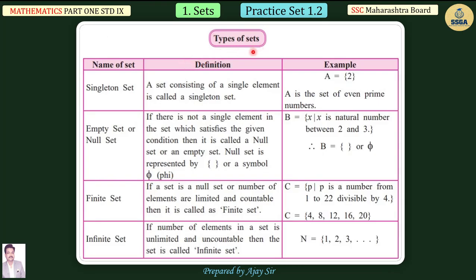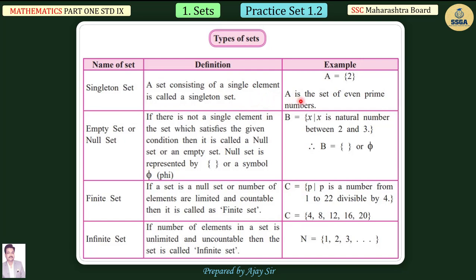Types of set. There are 4 types of set: first, singleton set, empty set or null set, finite set, and infinite set. So these are the 4 types of set. Singleton set is a set consisting of a single element. The set consisting of a single element is called a singleton set.